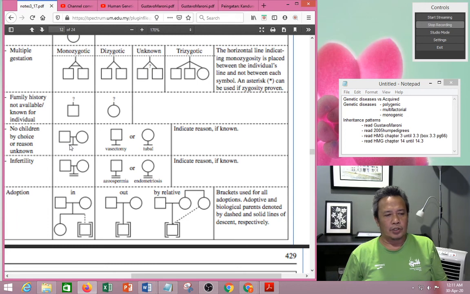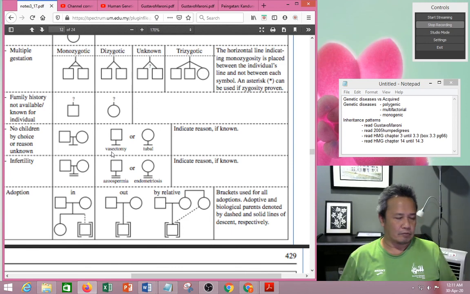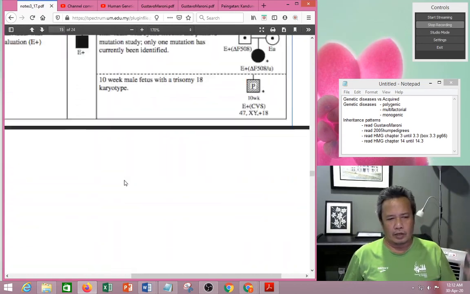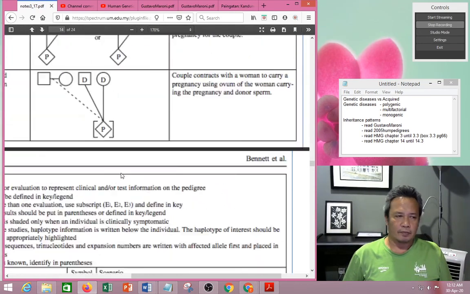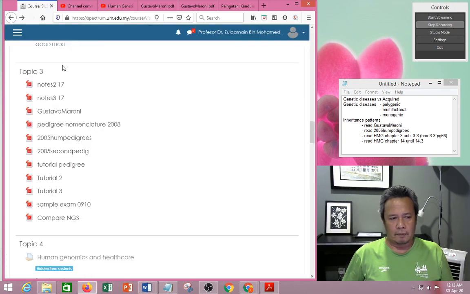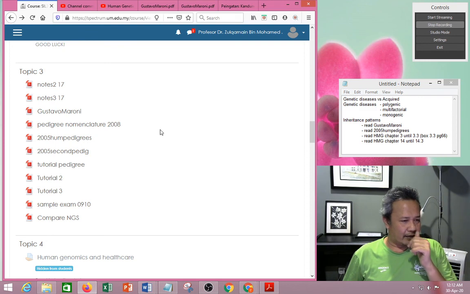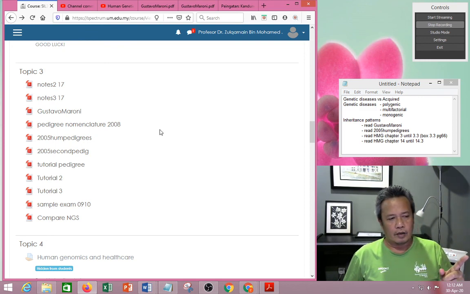This one means no children by choice, origin unknown. So this one's got a vasectomy, right? Removal of the reproductive organ, or whatever. Infertility, you get them with two lines. Again, you can go on and on to describe all these different types of symbols. So basically, that's about pedigree symbols and how you analyze them. All right. In the next video, we will start looking at how you study pedigree analysis.